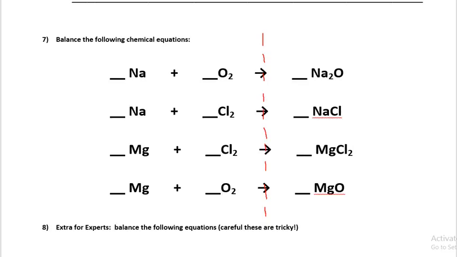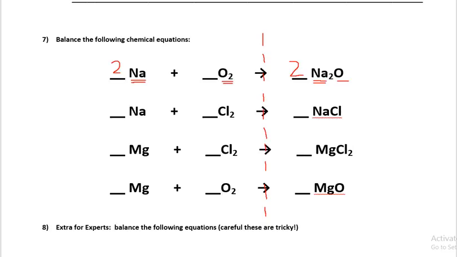This formula here has 2 sodiums, and on this side I've only got 1 sodium. So the little 2 tells me I've got 2 sodiums. So I'm going to put a big 2 in front here, and now that gives me 2 sodiums on this side as well. Great. Now let's have a look at the oxygens. I've got 1 oxygen on this side, but I've got 2 of them on this side. So how can I double the number of oxygens? I can't just add a little 2 on the end. I have to put a big 2 in front.